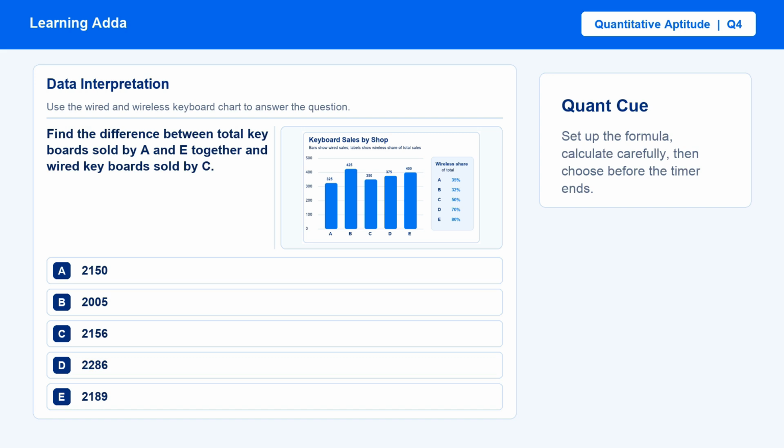Question 4. Find the difference between the total keyboards sold by A and E together and the wired keyboards sold by C. Option A, 2150. Option B, 2005. Option C, 2156. Option D, 2286. Option E, 2189. The timer starts now.